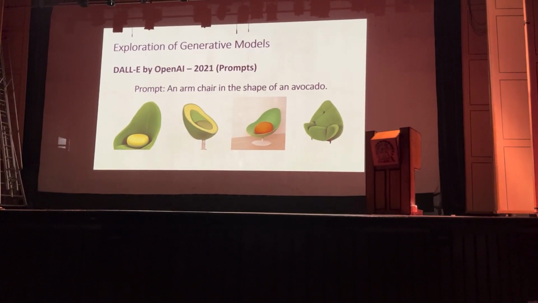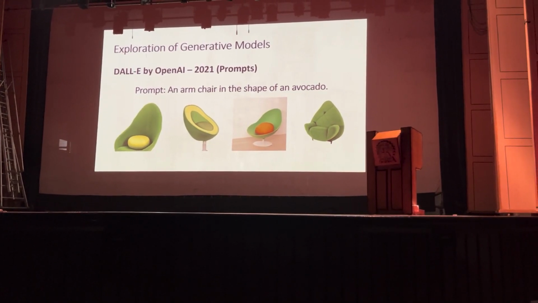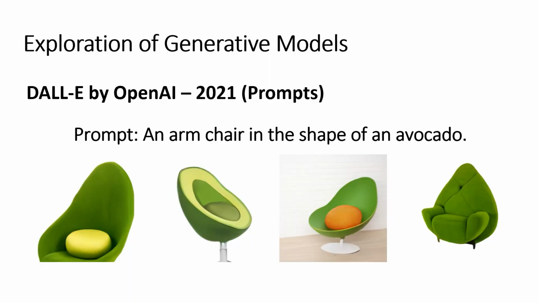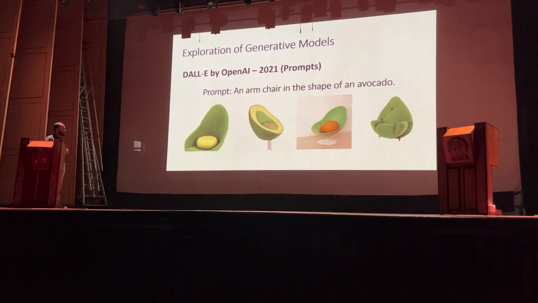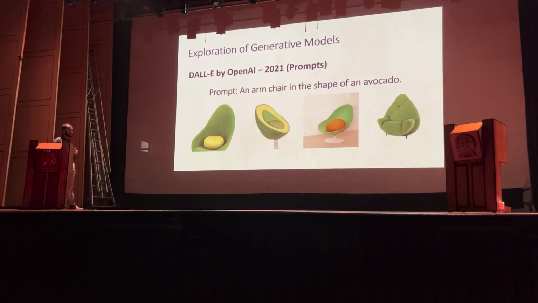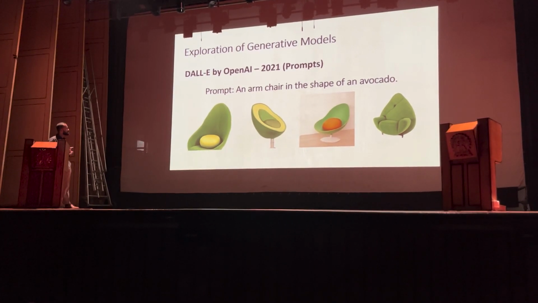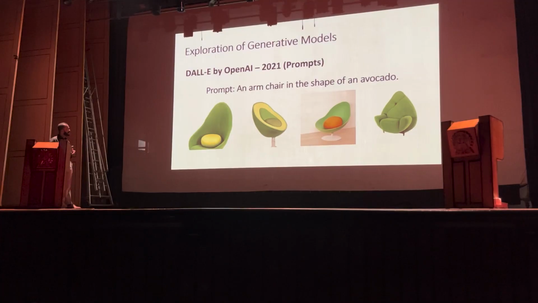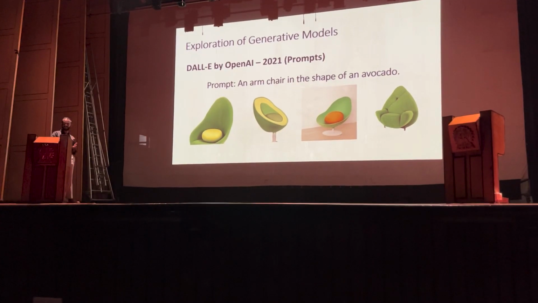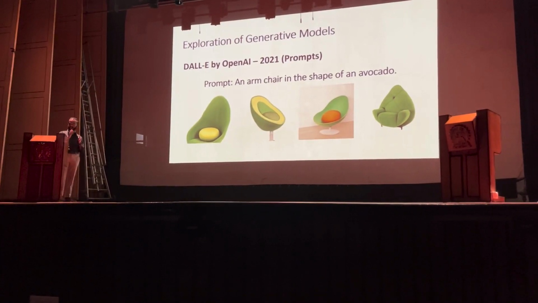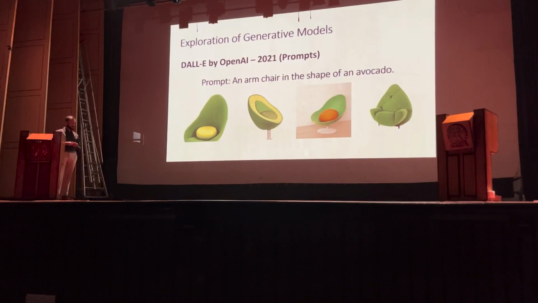Alright, so let's look at a few prompts that I generated using DALL-E. The prompt is an armchair in the shape of an avocado. This is very unusual, but notice that the model was able to transfer the visual characteristics of an avocado to the armchair. What it did over here is that the cushion is nothing but the seed which you see within the avocado itself. It transferred the visual characteristics in that way. So this is pretty interesting.